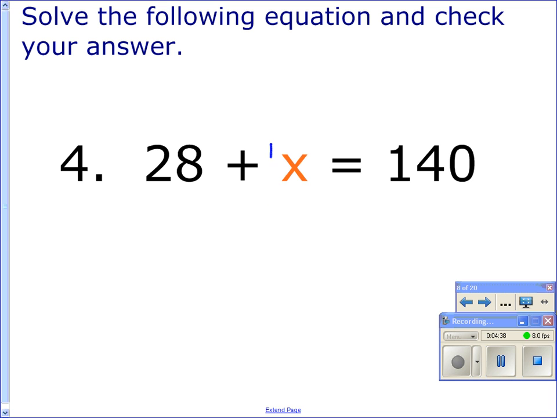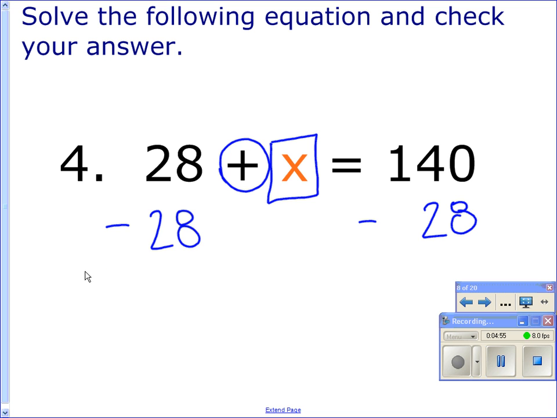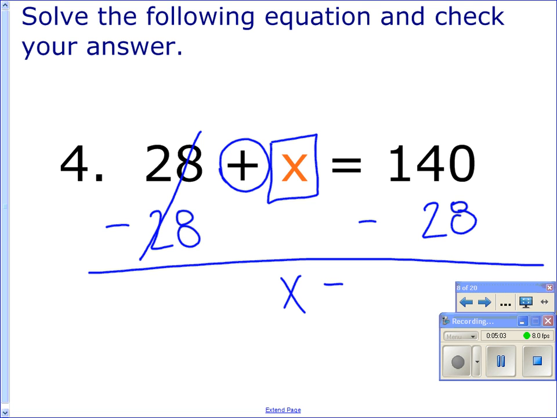Okay, so you should have boxed the x and circled the addition. Okay, what's the opposite of addition? Well, it is subtraction. So you're going to subtract 28 on both sides, because that is what is with the variable. Okay, 28 minus 28, those cancel out and you leave 0. You have x equals 140 minus 28. You have to borrow. 10 minus 8 is 2. 3 minus 2 is 1. X equals 112 for this equation.